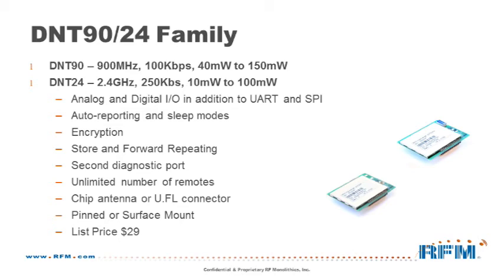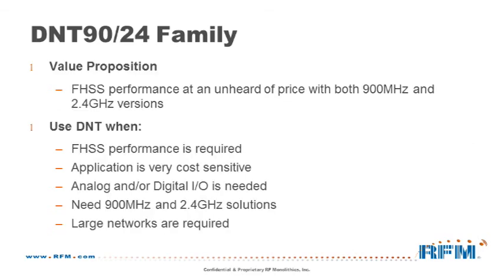It truly does. So you'd want to look at the little DNTs. Again, frequency hopping performance, so you get the robustness and the immunity to interference. The application is very cost sensitive, so list price of $29. You can put a lot of radios in a lot of different products at that price point. You need the analog and digital I/O. You want to have both the 900 megahertz and the 2.4 gigahertz in a drop-in replacement, and you're going to have some fairly large networks as well.